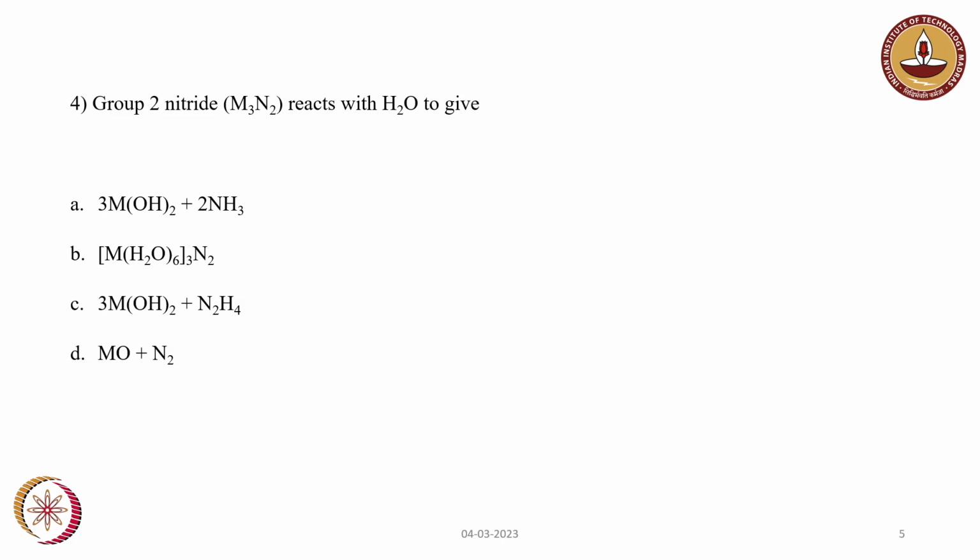So when nitrides react with water, hydroxide and ammonia gas are produced. So the equation will be M3N2 plus H2O giving MOH plus 2NH3. We need to balance the equation. So there are three metals here. So it will be 3 metal hydroxide, and there are 2 N here, so it will be 2NH3. So balancing here, there should be 3 water molecules. So the answer is option A.